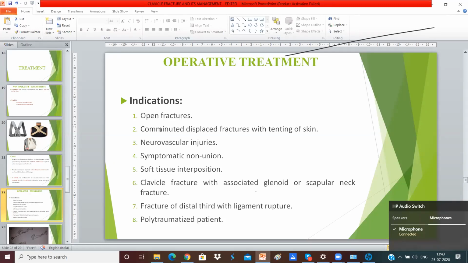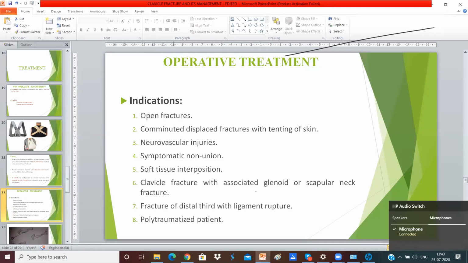Then neurovascular injury, then symptomatic non-union. Symptomatic non-union is another thing, because sometimes patients who underwent conservative treatment may not unite the fragment. But even non-union is not an indication for operation. Many a time even non-union patients are comfortable and do not need to go for operative treatment. But if it is symptomatic, the patient is in discomfort, then yes, you need to go for operative treatment.